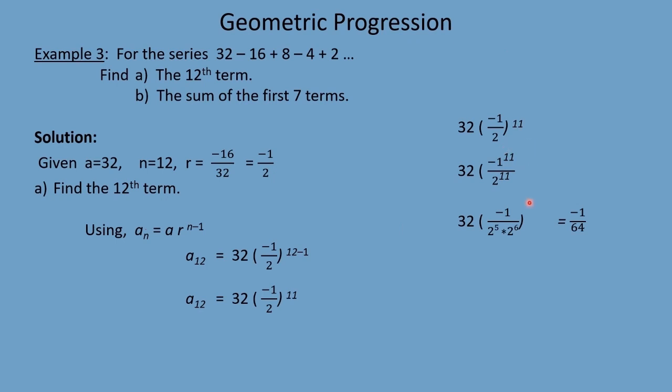2 to the power 11 can be written as 2 to the power 5 multiplied by 2 to the power 6. Hence 2 to the power 5 cancels out. Hence the answer is minus 1 by 64. A12 is equal to minus 1 by 64.